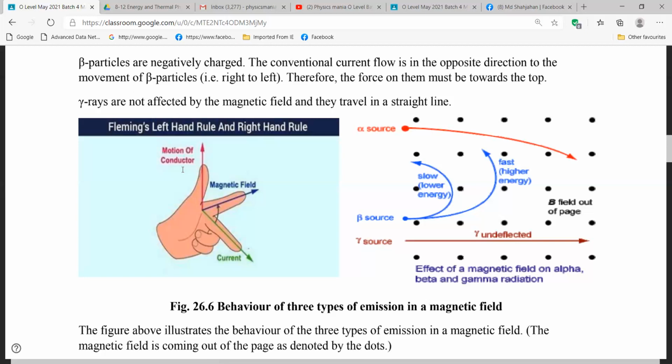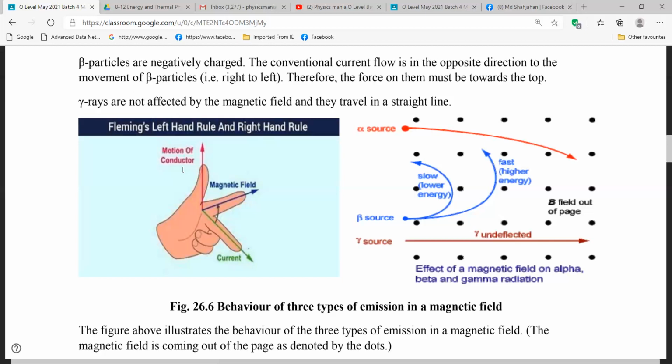Okay, sir. Magnetic field is towards you. Now you first change it. Your magnetic field you don't change. Now you will make the direction of current right side. Right side. Yes, sir, I already did it. Current will be right side, magnetic field is towards you, and motion of conduction is downwards. Yes. Motion of the conductor is downward. That means your force is downwards. Alpha particle will move downwards. Is it clear?